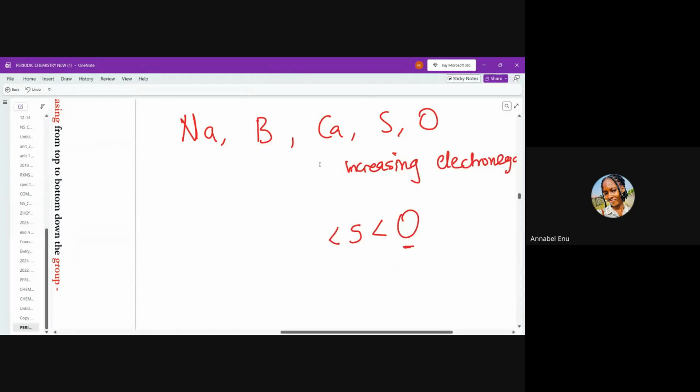in this trend? We've already written out oxygen. We've already written out sulfur. So who is going to follow? Calcium. Who is answering calcium? Winner. So that is to say calcium is the next most electronegative.